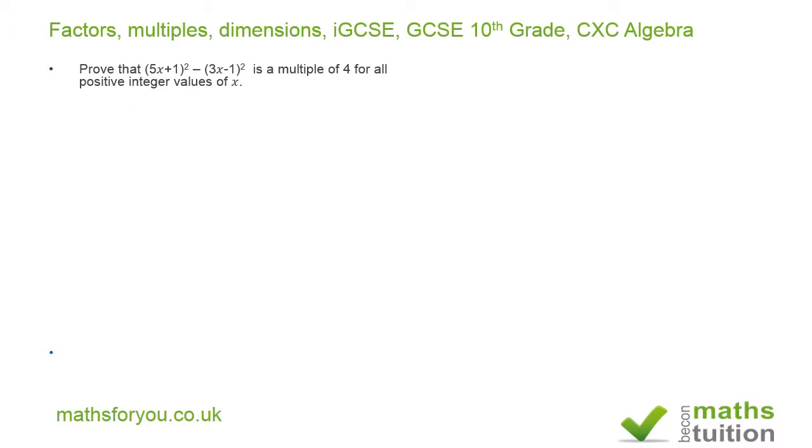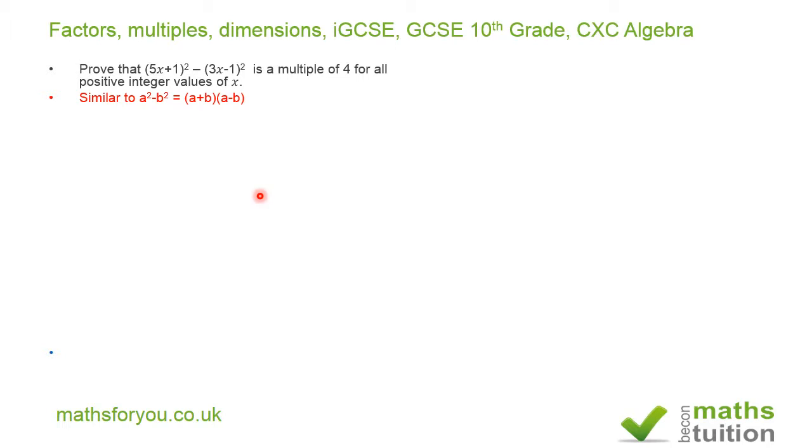The first one says, prove that (5x + 1) all squared minus (3x - 1) all squared is a multiple of 4, for all positive integer values of x. Now, this reminds me of difference of two squares. If we say 5x + 1 is a and 3x - 1 is b, we have a squared minus b squared is equal to (a + b)(a - b).